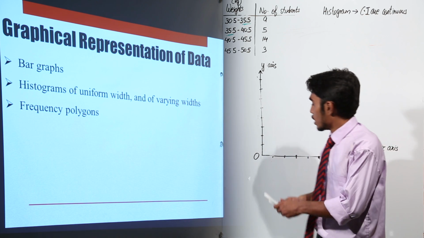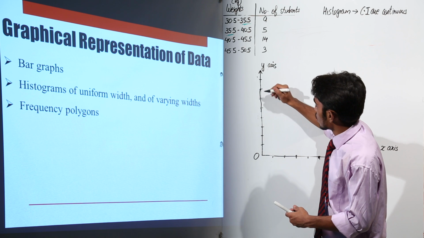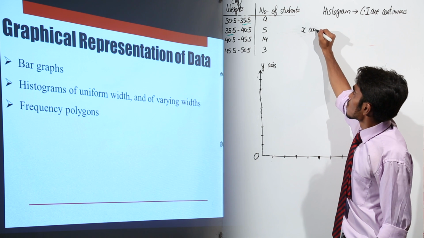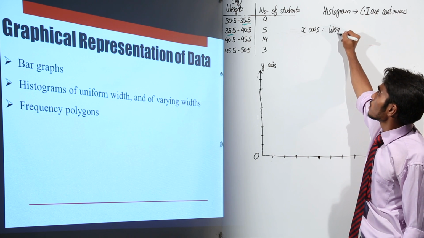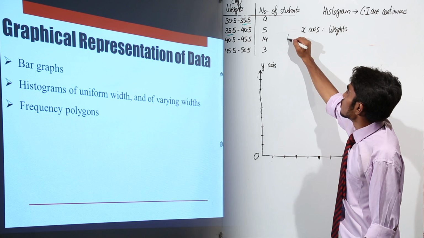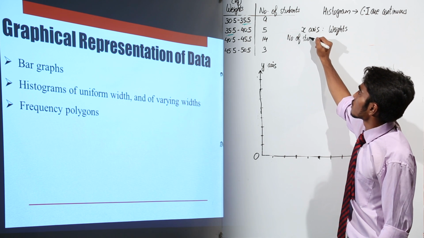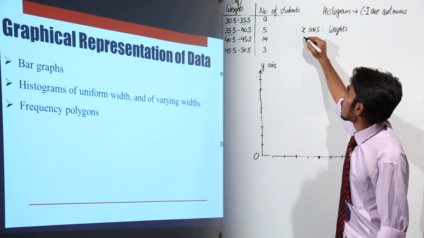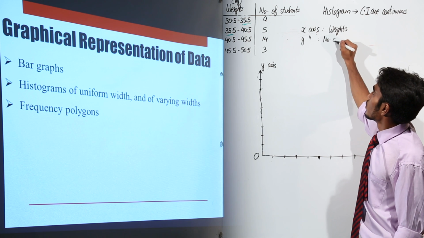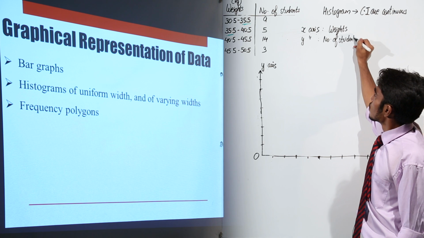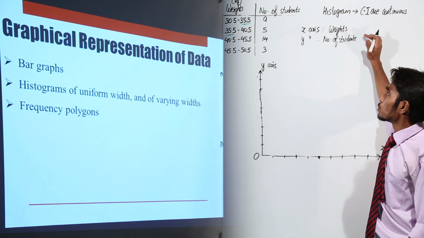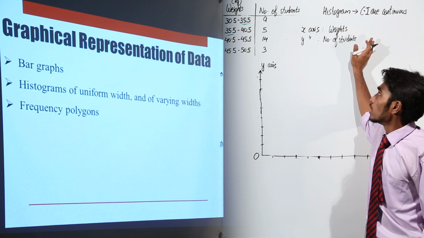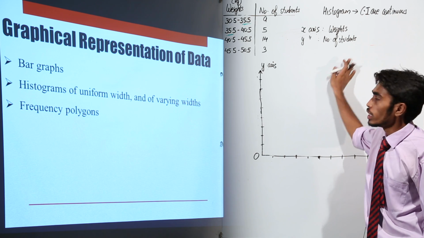Right? As I can see in the question, we'll be dealing with the weights and the number of students. So let's say I'll be representing the weights on the x axis and the number of students on the y axis. You can interchange it as well, but it will be easier to draw inferences or conclusions when the graph is made in this form, right? The weights on the x axis and the number of students on the y axis, right?